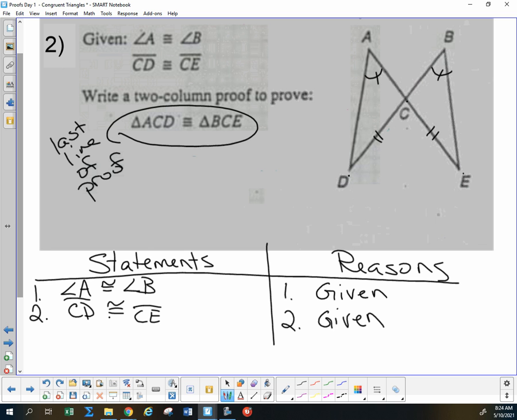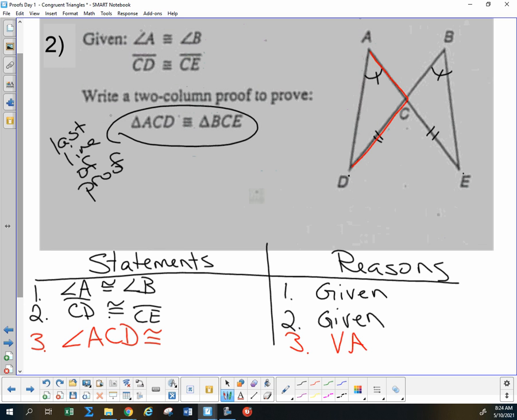Can I use just the letter C when they're vertical? I've got to actually write out some letters for those. So for this one, and this is going to be important, so really pay attention here. First angle, I can write the letters down in whatever order I want, as long as C's in the middle to show that that's the vertex. So symbol for angle, ACD, is the one that I just wrote down. And I'm going to use vertical angles to say that these are congruent.